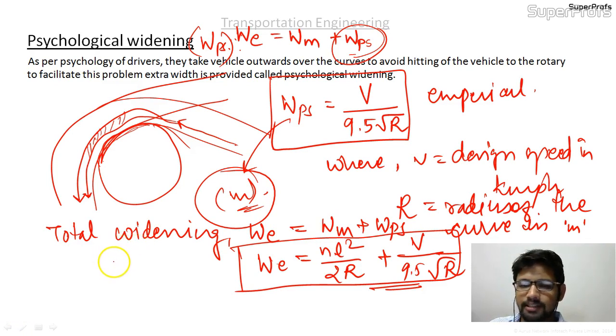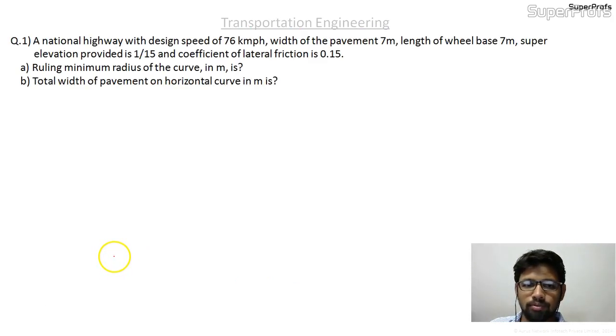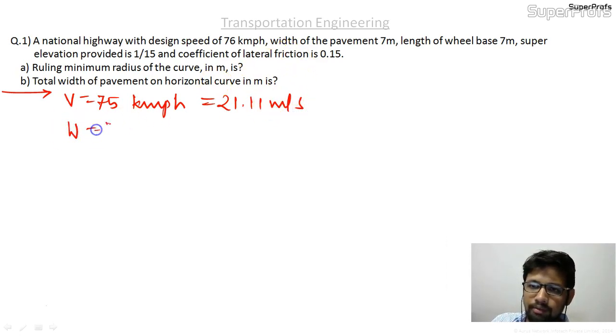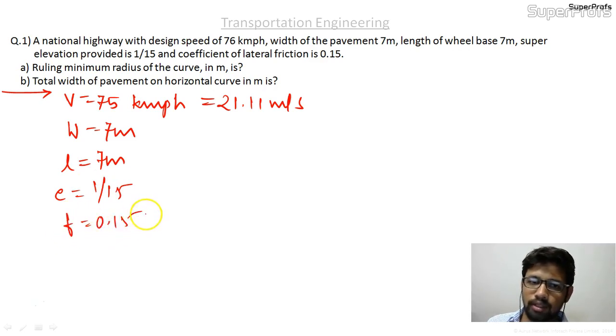Let us now take some numerical examples based on this. A national highway with design speed of 76 kilometers per hour, which is equal to 21.11 meters per second, and width of the pavement is 7 meters. The length of wheelbase is 7 meters, super elevation provided is 1 by 15, and coefficient of friction is 0.15. So the ruling minimum radius of the curve in meters is?